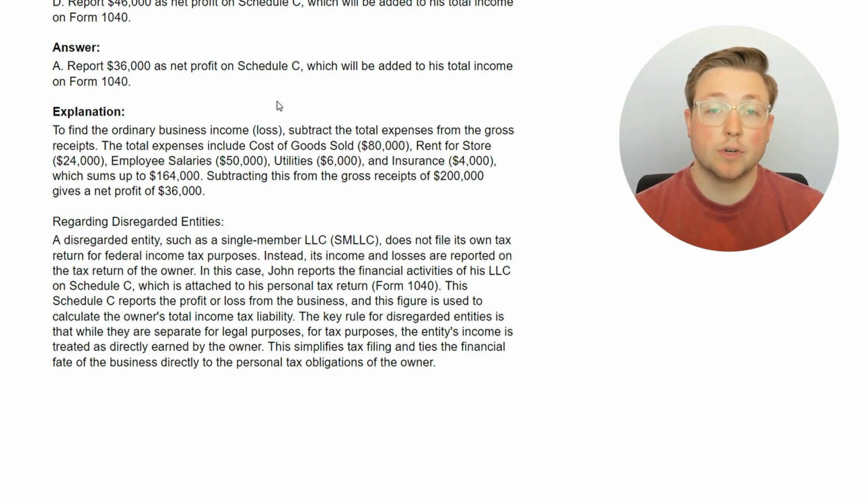It's pretty simple, and you would treat it pretty much like a normal business. Whatever the income is, and then whatever the expenses are, you net those together to get the income or loss, and then you put that on the taxpayer's 1040. Let's go ahead and do some more questions to learn more about how this works.